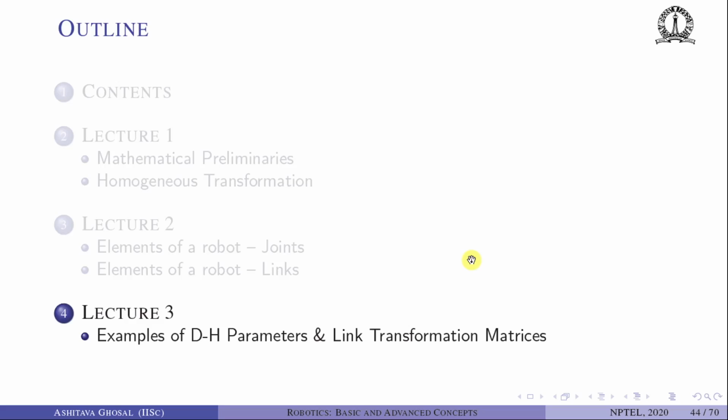So with this, we'll stop in this lecture. In the next lecture, we will look at examples of DH parameters and examples of link transformation matrices for different commonly available robots. Okay, thank you.